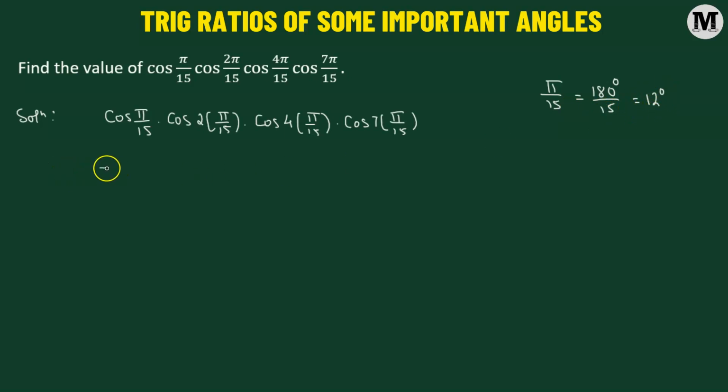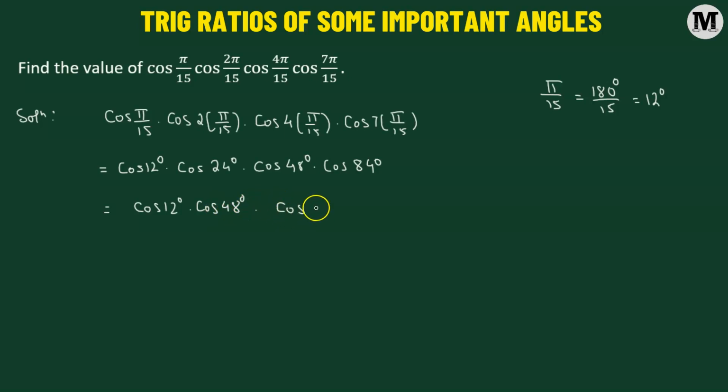So that means we can rewrite the expression as cosine of 12 degrees multiplied by cosine of 2 times 12, which will be 24 degrees, multiplied by cosine of 4 times 12, which will be 48 degrees, and cosine of 7 times 12, so that's going to be 84 degrees. Now we're going to combine two cosine functions at a time. First, let's combine cosine of 12 degrees with cosine of 48 degrees, and then combine cosine of 24 degrees with cosine of 84 degrees.